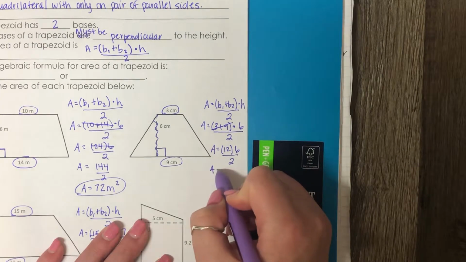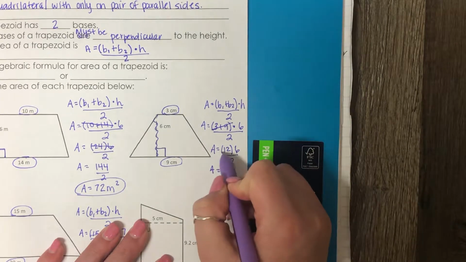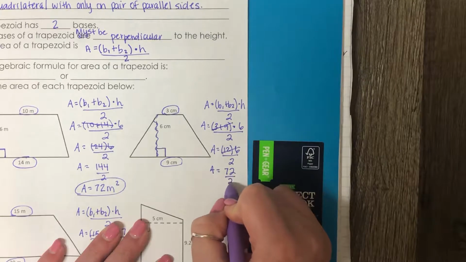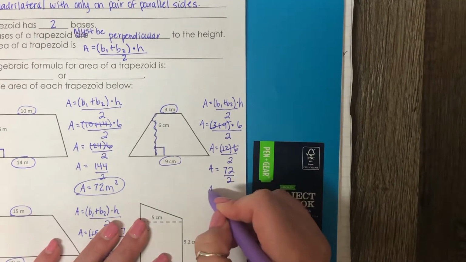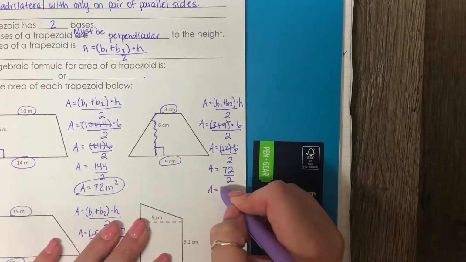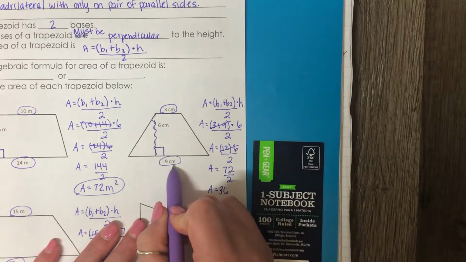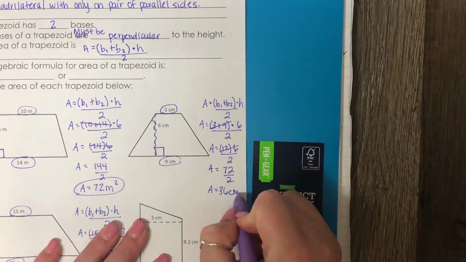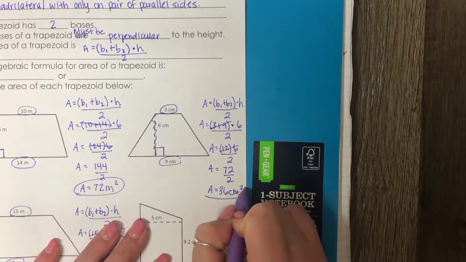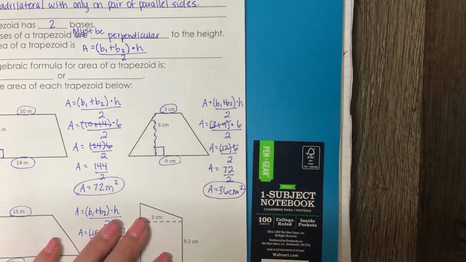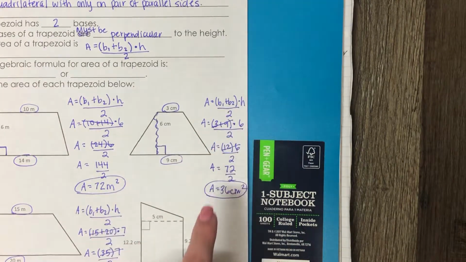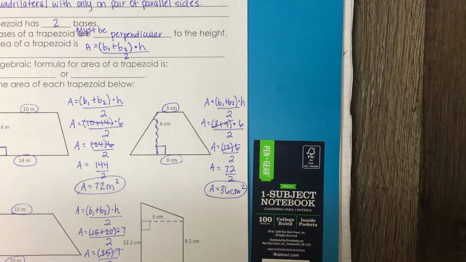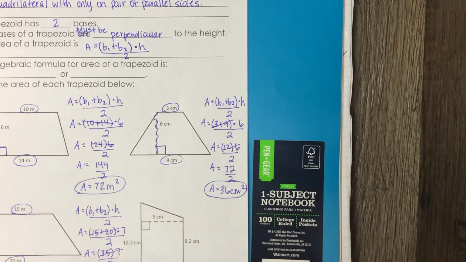12 times 6 is 72, so we did that. Now we're going to divide 72 by 2. 72 divided by 2 gives me an area of 36, and then it's centimeters squared. Okay, and if you notice, I'm being very neat in all of my steps. So I need you to try your best to be very neat when you do area of any shape, but especially a trapezoid.